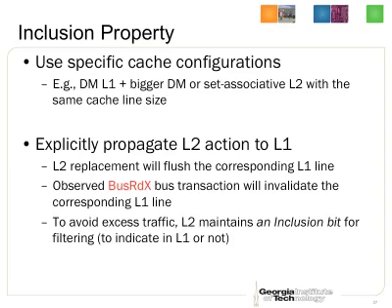So we can choose a specific cache configuration. For example, we can use the same cache line size. We use direct mapping in level 1, also direct mapping in level 2, or set associative in level 2.